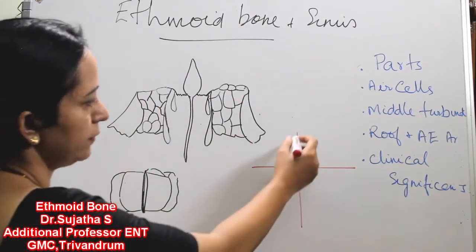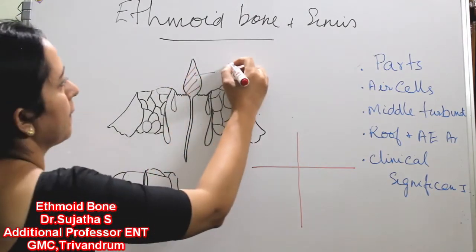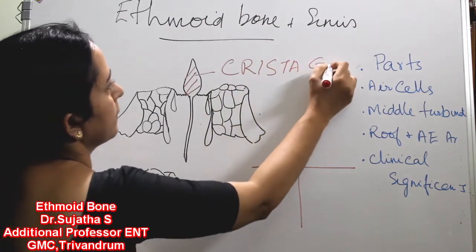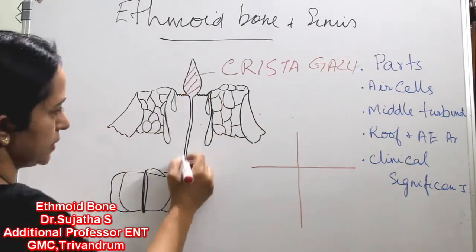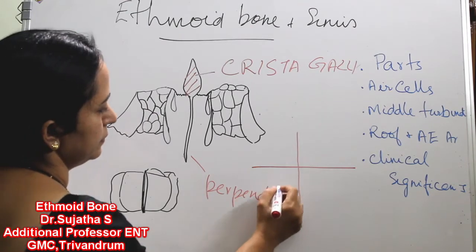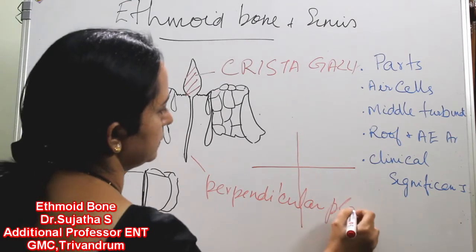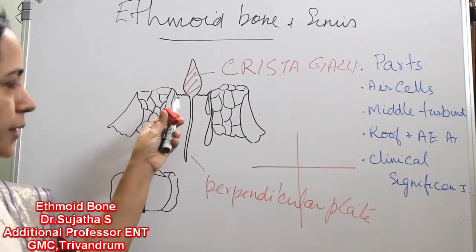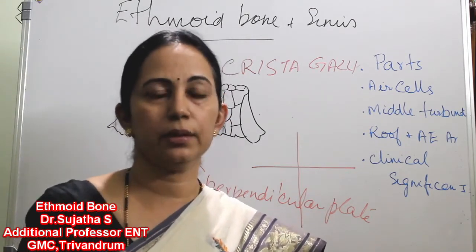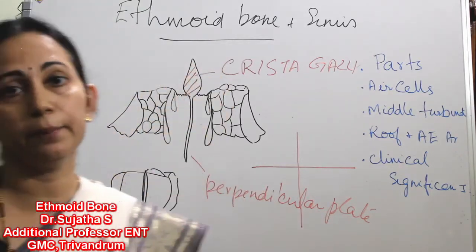Okay. And in the vertical part comes this part, the crista galli. And this part is the perpendicular plate of ethmoid. And the crista galli is projecting into the anterior cranial fossa, in the floor of anterior cranial fossa, and on two sides of the crista galli there lie the olfactory bulbs.